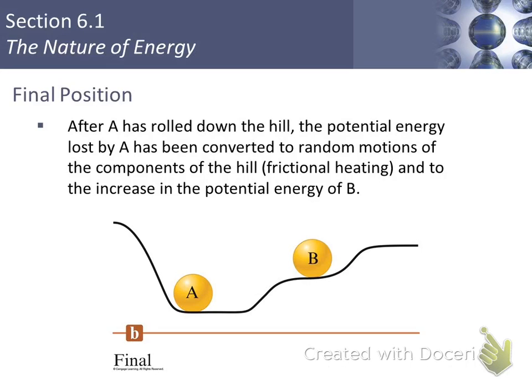Does that make sense? Kind of a sliding scale. So A's rolled down the hill, lost its potential energy. It's been lost in terms of friction. It's maybe been lost in terms of heat, right? It loses energy to the surroundings, but it also transfers its energy to B.